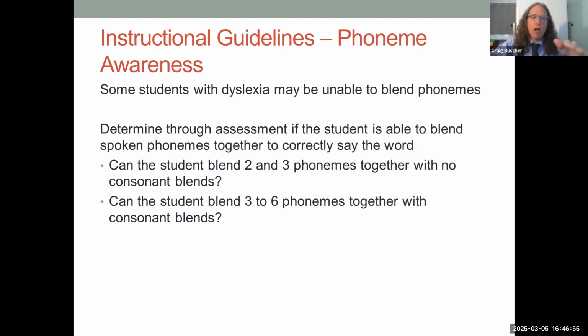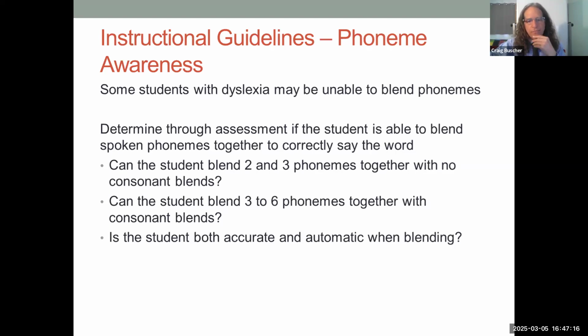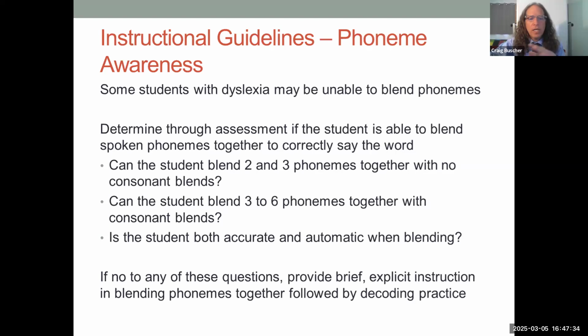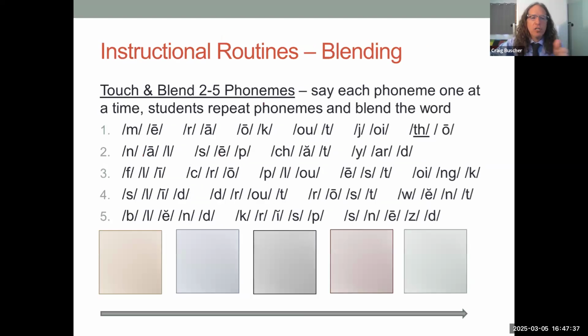And typically, as you get further on, with 4 sounds, there has to be a blend. With a single syllable word, if you give a child 4 sounds, there's a consonant blend in there somewhere, and that becomes much harder to blend together. So that's what I want to know next. Also, I do want to make a distinction. Sometimes when you're seeing if they can blend phonemes, they can do it, but it's a struggle. And if they're not automatic, then we need to practice blending until you become automatic. So if you get no to any of these questions, then we're going to give you some instruction in blending.